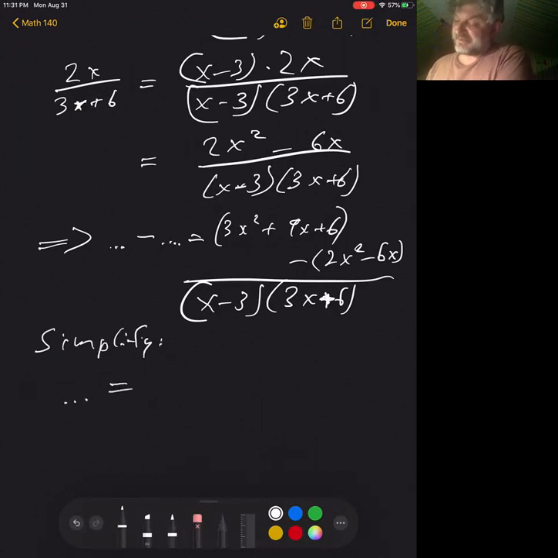So we have 3x squared minus 2x squared. That's giving me an x squared. We have 9x minus negative 6x. A double negative, that gives me 9x plus 6x for a total of 15x. And finally, the plus 6 is all by itself, and that's it.